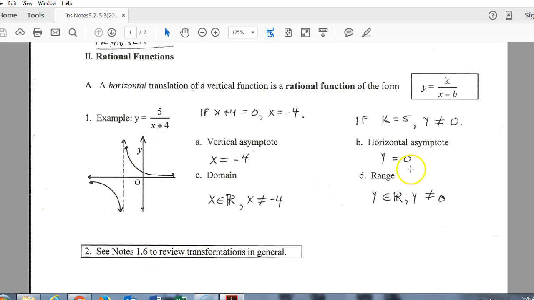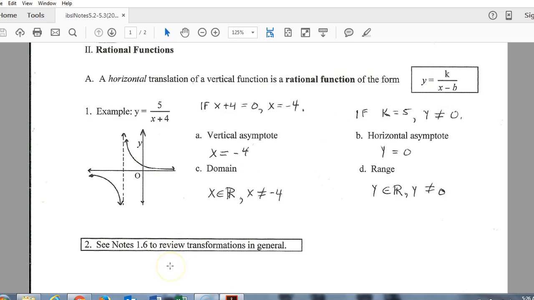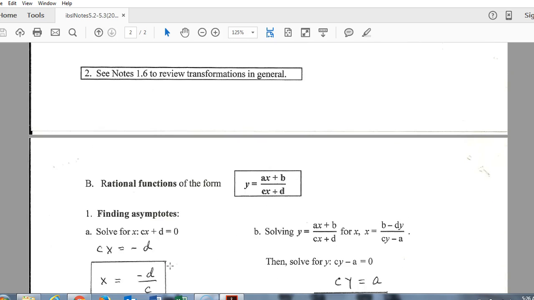Notice the horizontal stuff was not affected. So you got your horizontal asymptote still at y equals 0. You got your range still at everything except 0, because all we did was affect our graph left and right, not up and down. And then that was just a reminder right here as to where we saw some of these things earlier on in the year.